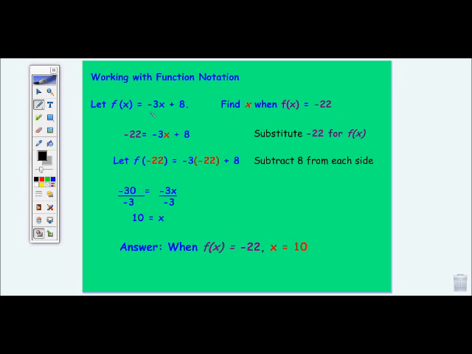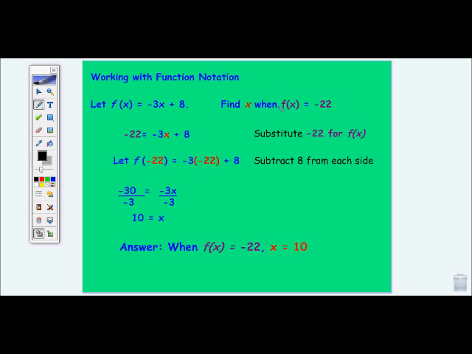So what about the function of x? And we're going to use the same sentence here again. Negative 3x plus 8, same expression. But this time it says find x when the function of x is negative 22. So again, I'm going to substitute, but this time I'm going to substitute the negative 22 in for the function of x. So it's going to come over here. We're trying to find x.